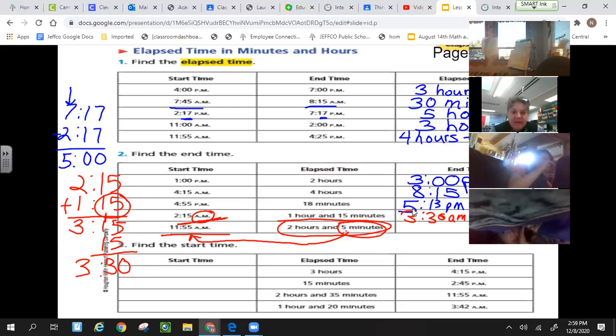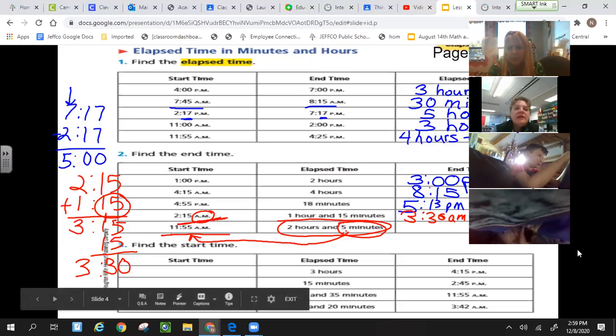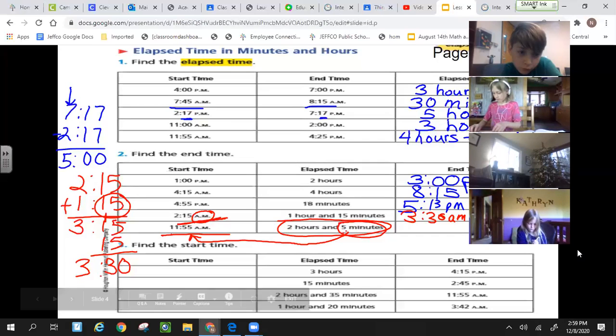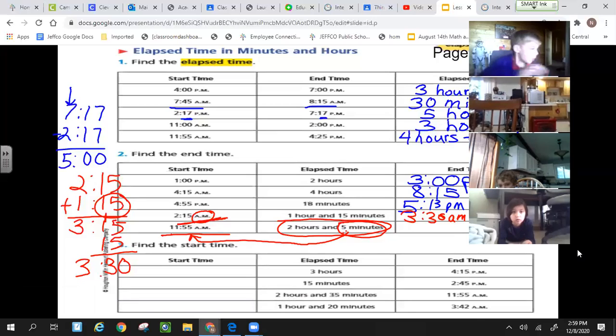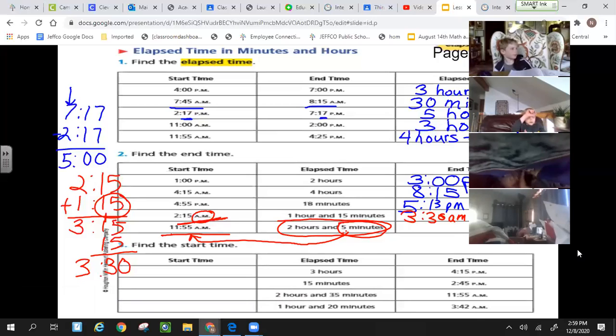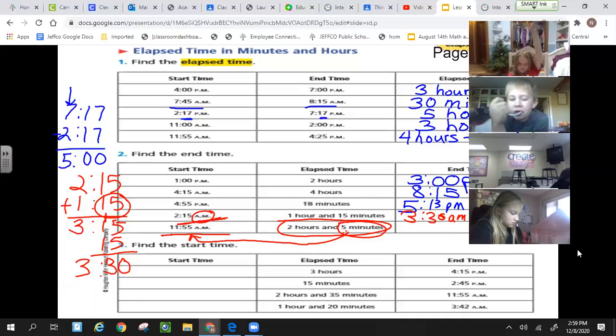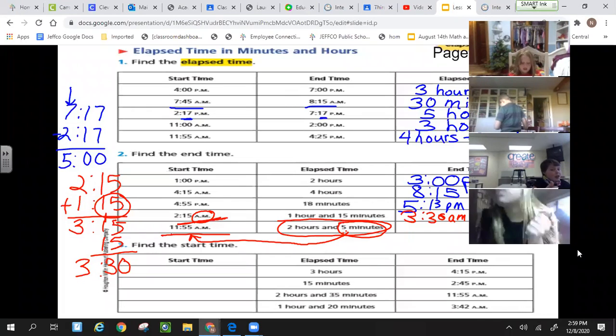Who is feeling confident? I want to see if I can find someone I haven't heard from. Haley Booker, how about you? If it's 11:55 a.m., what time will it be a.m. when you're done counting sheep?